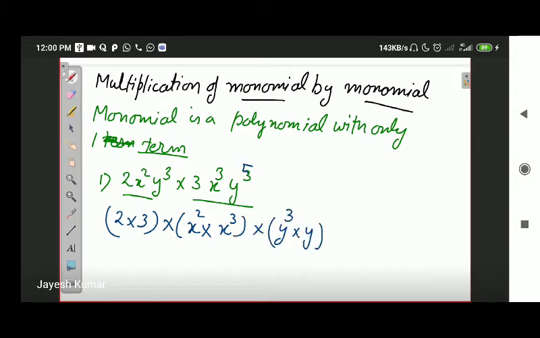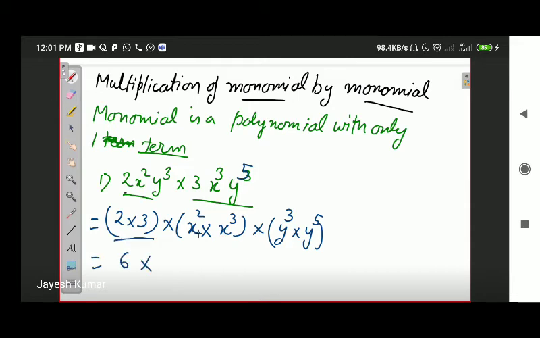For explanation purposes I am going to elaborate it more, which means I am going to write more steps. Once you understand the concept clearly, you can skip unnecessary steps and do the multiplication directly. So first of all I multiplied both the constants. Multiplication of both the constants will be 6.